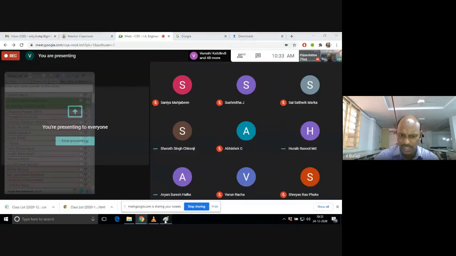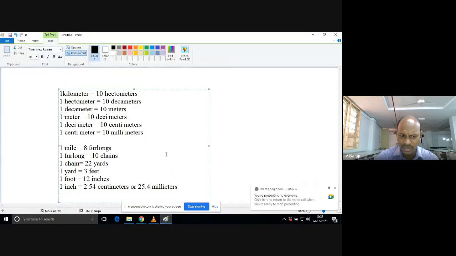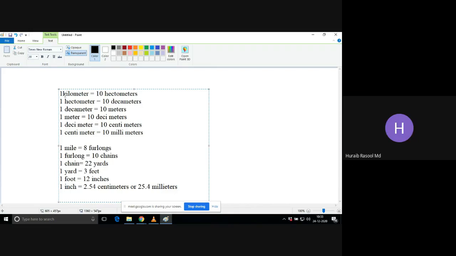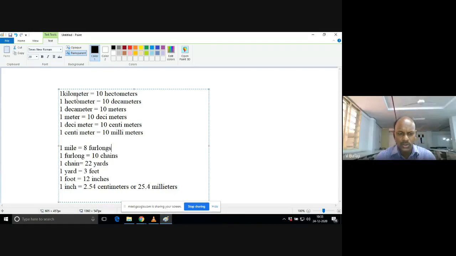Now, are you able to see the screen I am sharing? In Paint, I have opened one file. Are you able to see that? Yes, sir, we can see. So if you want to know some relations, please note them down somewhere on your rough paper. Now, can some of you read what is there in the first line?